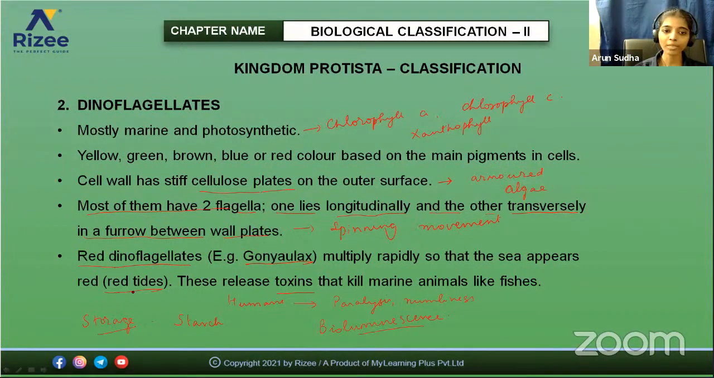So we have to be specific while learning all these things, that what is the characteristic feature of each organism. For example, if you take diatoms, it is diatomaceous earth, and the silicon cell wall is most important. And if you take dinoflagellates, here the cellulose plates are more important, and also here the red tide is one of the main features that comes under dinoflagellates.